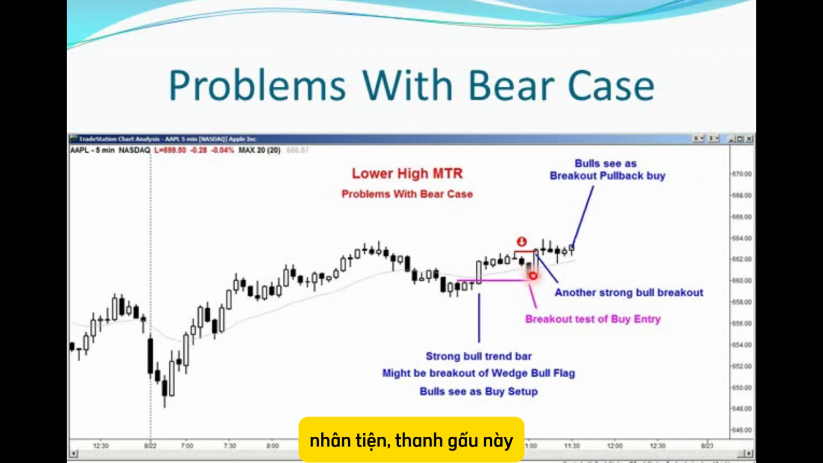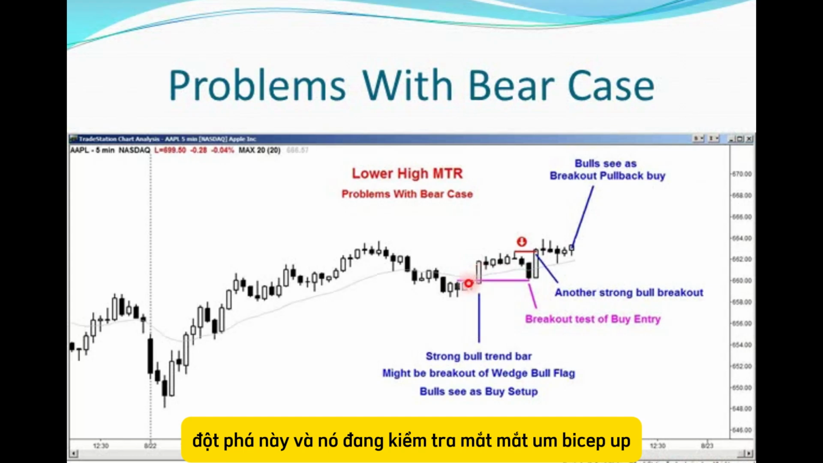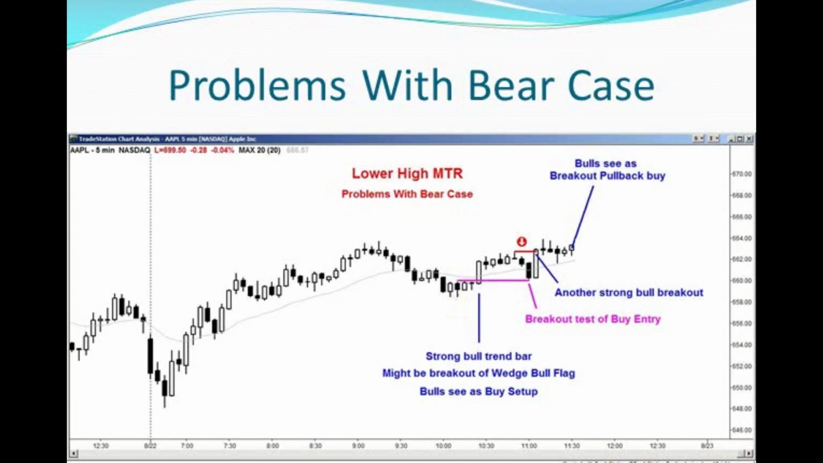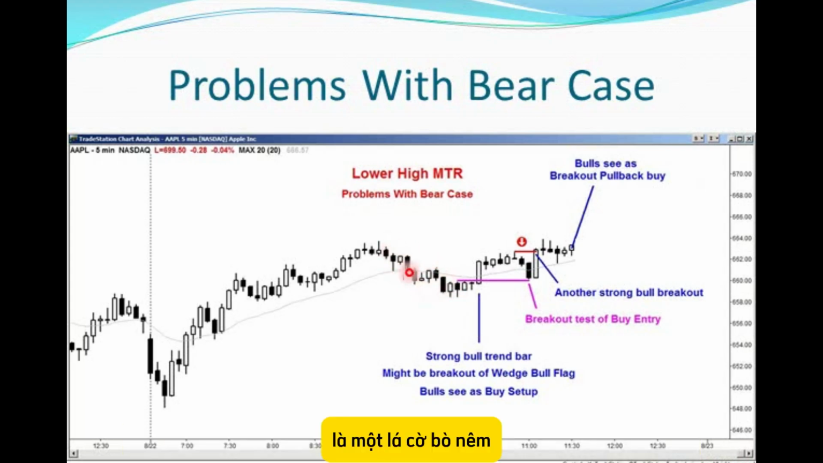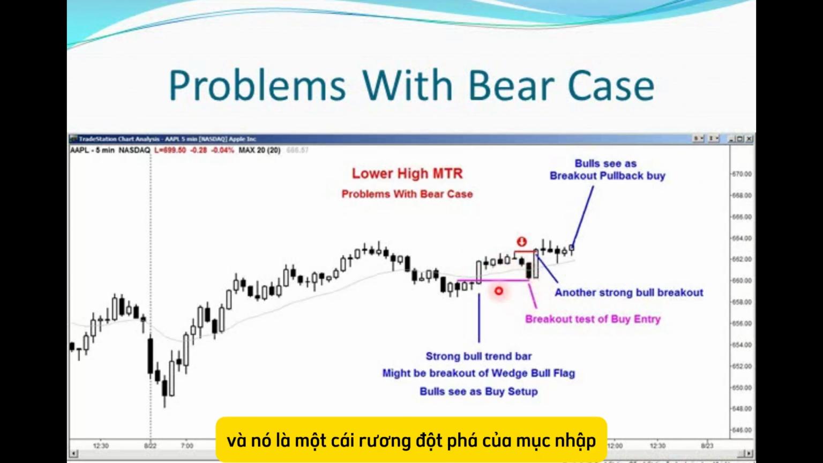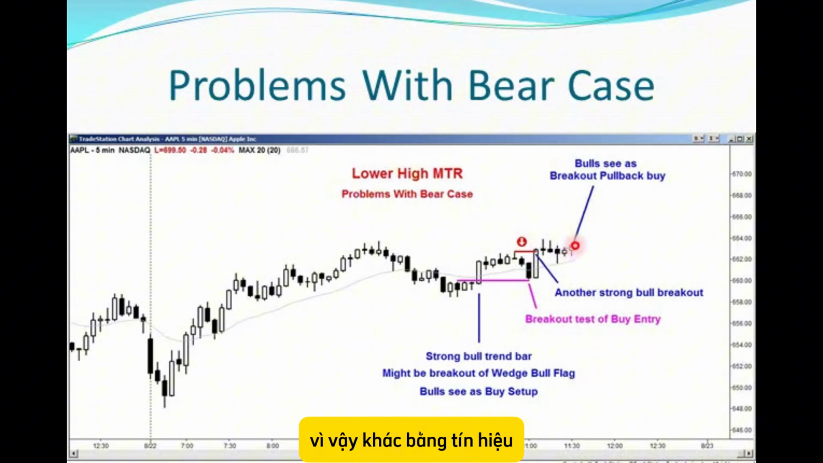This bear bar, by the way, the bulls can argue that it's simply a pullback from this breakout and it's testing the II buy setup. Also, the bulls can argue that these three pushes down are a wedge bull flag. This is the breakout, this is the pullback, and it's a breakout test of the buy entry, and therefore it's a buy above the high of this bar. We have another breakout and then another pullback, so another buy signal.